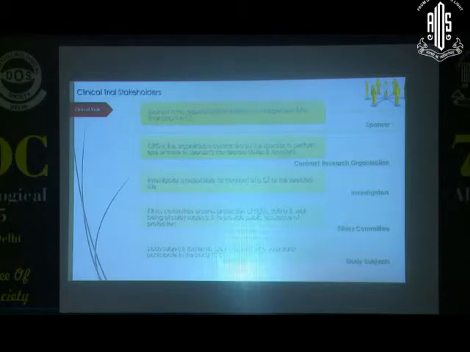An investigator is particularly responsible for the conduct of a clinical trial at a particular site or the various sites which have been enrolled into the trial. The ethics committee ensures protection of the rights, safety, and well-being of the subjects who are going to be recruited, and also ensures, as a public assurance, that the rights of the enrolled patients are protected. Study subjects are the patients who voluntarily enroll themselves to participate in a clinical trial.